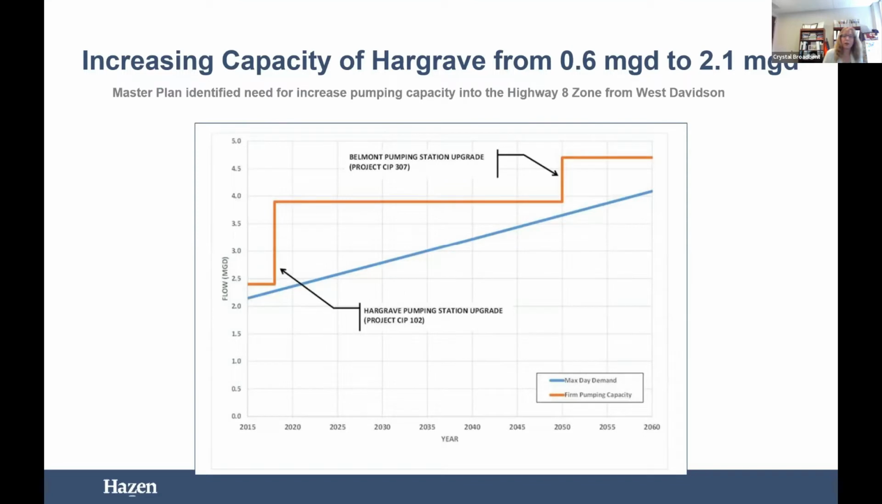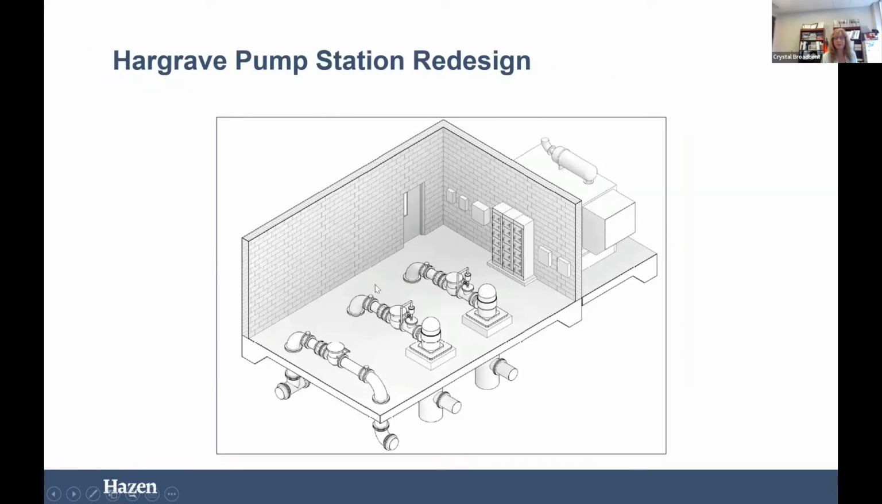The particular area we are looking at, we had done a master plan, and I identified from the master plan that at some point very soon, this particular pump station was going to need to be upgraded to meet the increasing demand of the zone it was providing. Basically, we were looking at changing the capacity of Hargrave from a 0.6 MGD to a 2.1 MGD pump station. That was going to change the velocity pretty significantly, so we wanted to do a surge analysis. This is just a little rendering of how the new pump station was going to look.